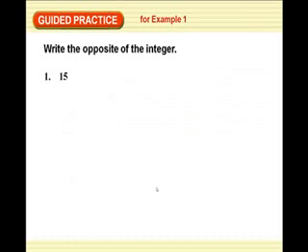Alright, so what's the opposite of 15? That's just going to be negative 15. The opposite of negative 8 is positive 8.